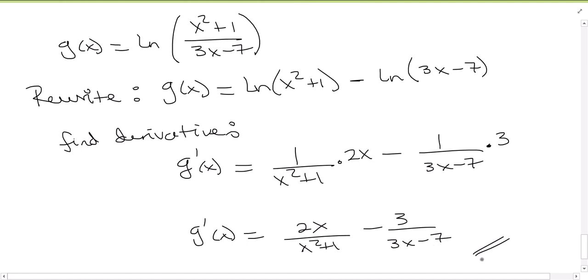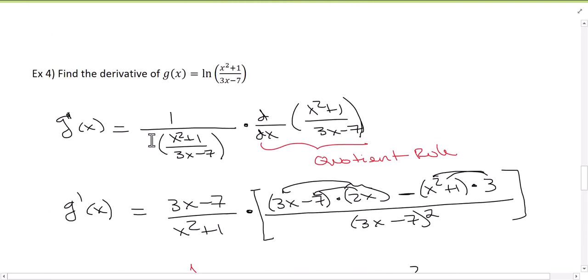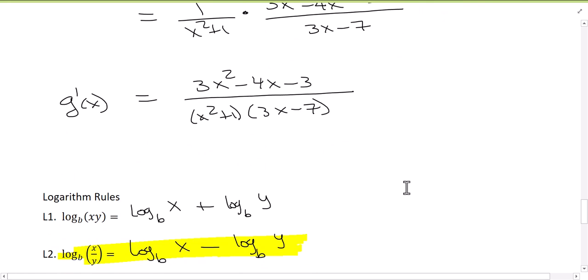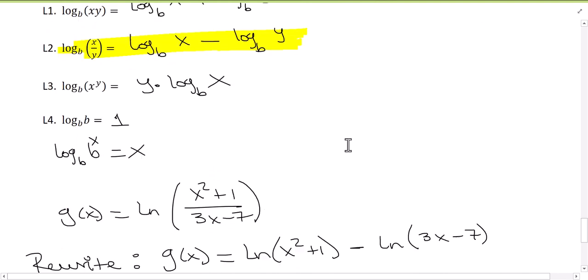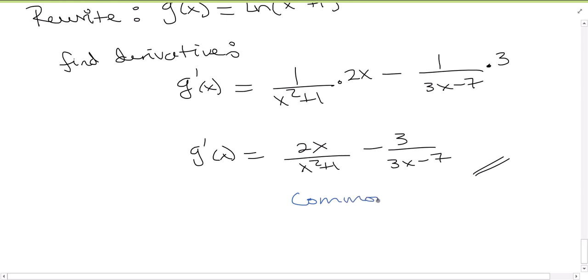So notice how much easier this was to do than what we did over here. 1 over the stuff times the derivative of the stuff made it really complicated because I had a quotient rule there and I had to do all that work. Are they the same answer? They probably are. They should be. It's just that here everything is combined. So if you get a common denominator, we should get the same answers. So if you get a common denominator, what does that mean? That means multiply this by 3x minus 7, top and bottom, and then multiply this one by x squared plus 1, top and bottom.